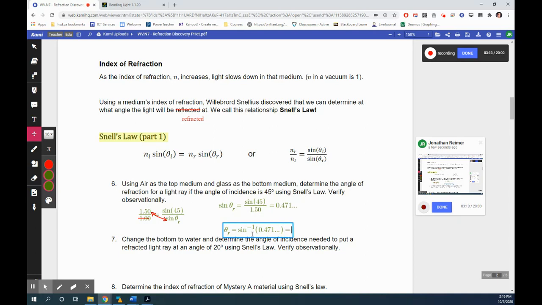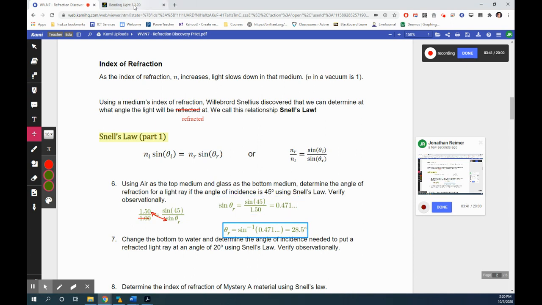And then you get the final answer of 28.5 degrees. And so that is our answer.